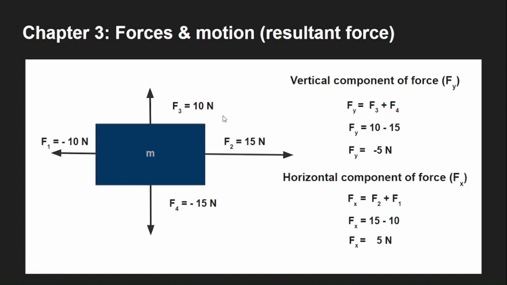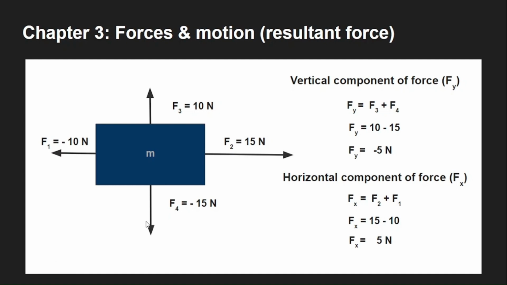And sticking to the convention that we explored earlier in chapter 2 as well, we say that the forces acting upwards in the vertical direction and to the right in the horizontal direction are positive, whereas the forces acting downwards in the vertical direction and to the left in the horizontal direction are negative. Essentially, this is just a way of assigning a direction to a force. So we can see that F4 is a force with a magnitude of 15 newtons but acts downwards, essentially giving it a value of minus 15 newtons as a vector.